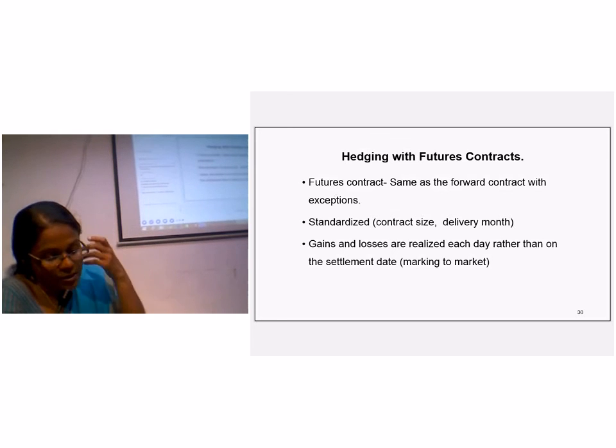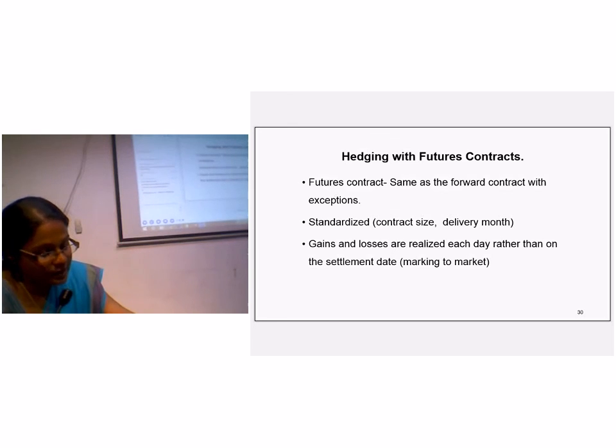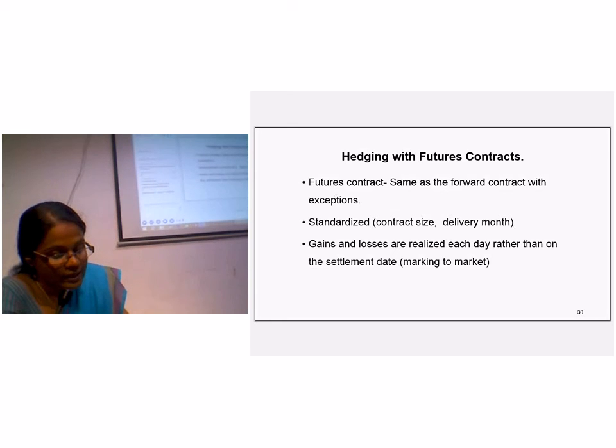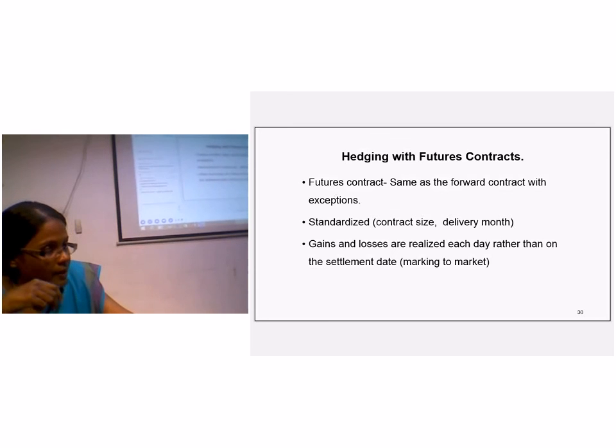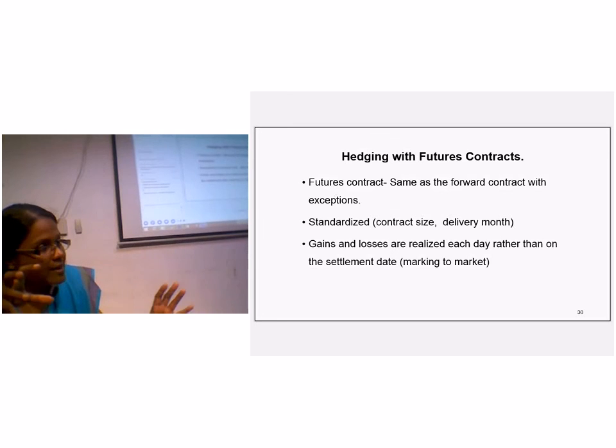Then, gains and losses are realized each day rather than on the settlement date. You will understand this as we move ahead, but here I need to explain these differentiating features between forward contracts and futures. We call this feature marking to market. Now assume you have purchased a 3-month future. That means today you have purchased a future, and the settlement maturity period is after 3 months. In a forward contract you have to wait until you reach the settlement day to understand whether you have gained or lost. But here, throughout that 3-month period, every day you are calculating gains and losses.